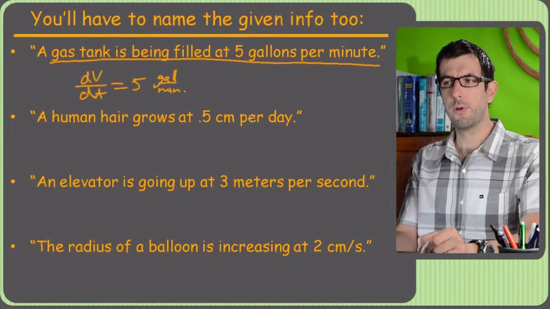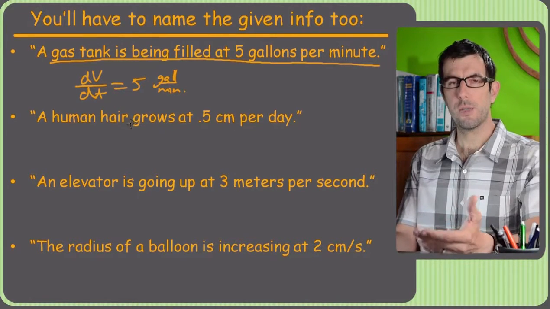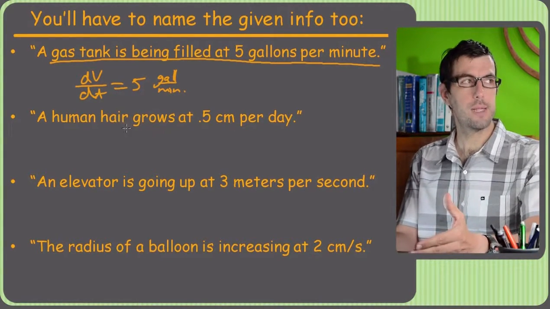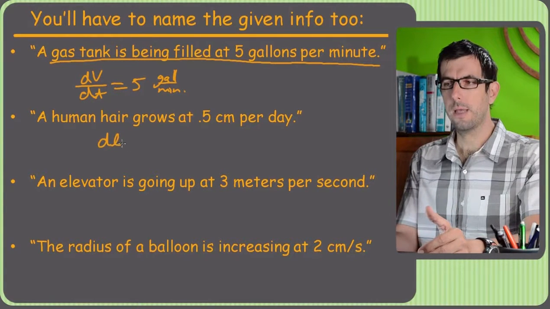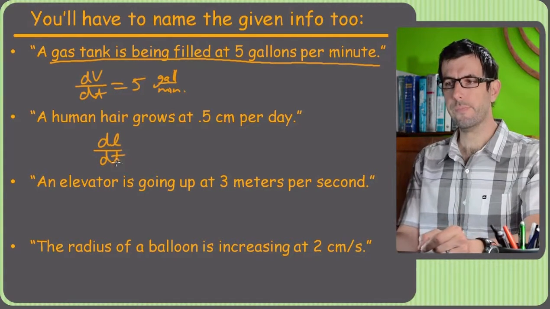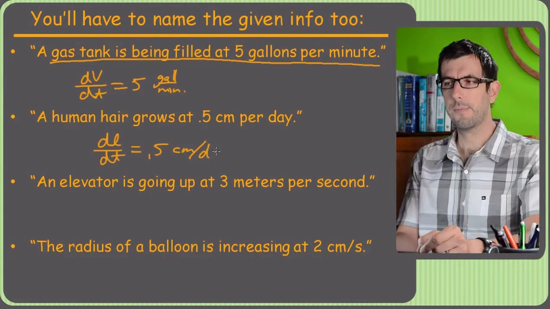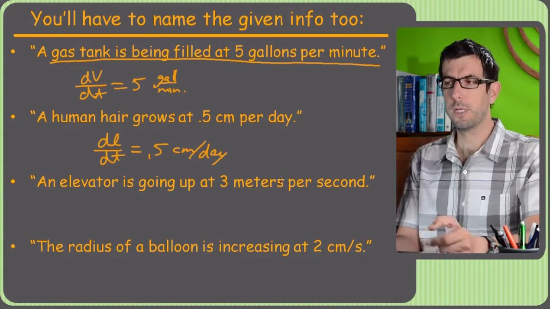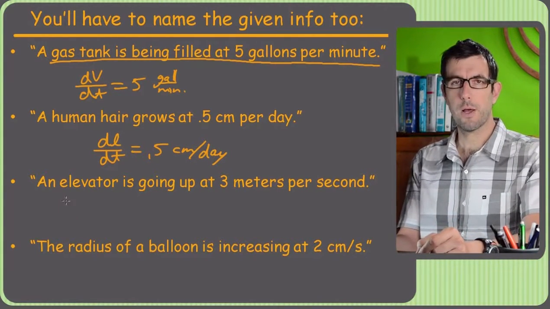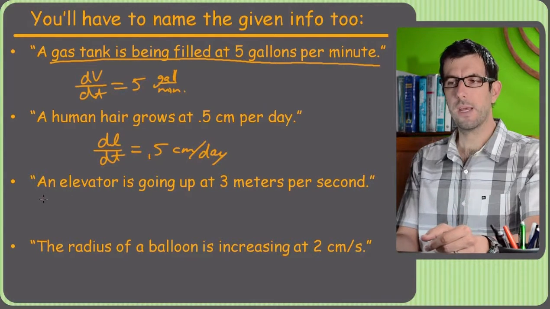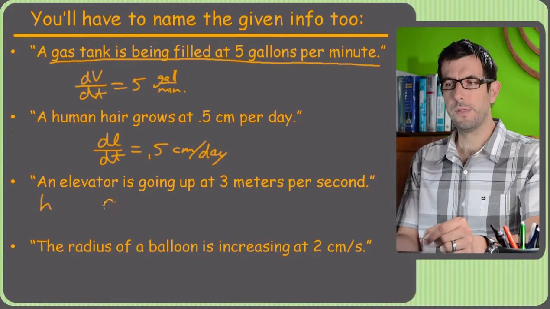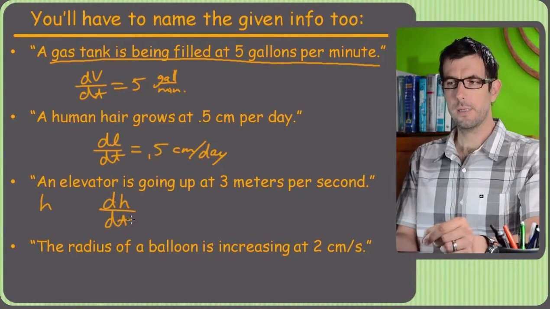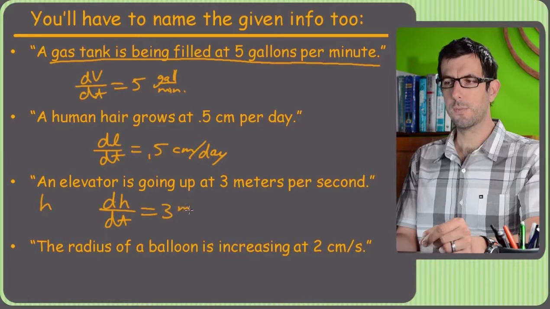A human hair grows at 0.5 centimeters per day. Well, that's the rate of change of the length of the hair, right? So dl/dt equals 0.5 centimeters per day. An elevator is going up at 3 meters per second. So what do I call that? Maybe the height of the elevator is just h. So the rate the elevator is going up is dh/dt, and they're saying that's 3 meters per second.